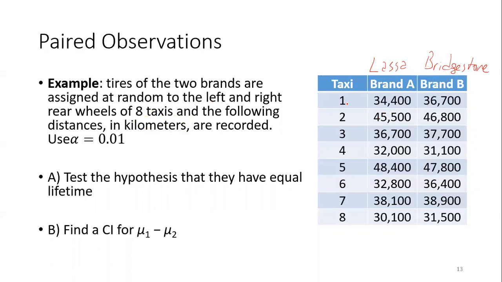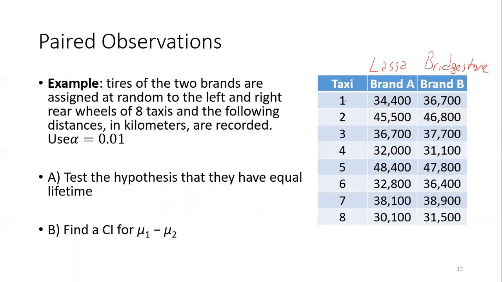So this is taxi one. This is brand A and brand B. As you see, brand A was able to be used for 34.4 thousand kilometers, and brand B was used for 36,700 kilometers. And this is the second taxi. Now brand A is almost 45,000, and brand B is almost 47,000, and so on and so forth.